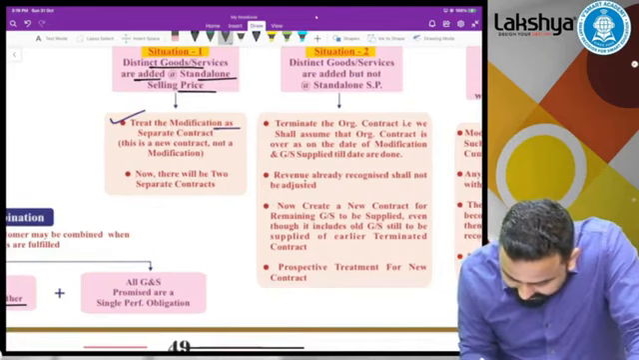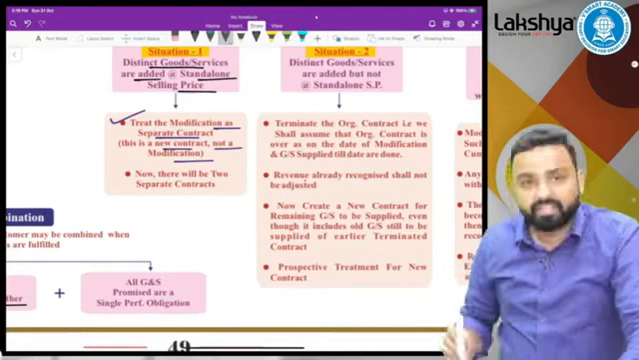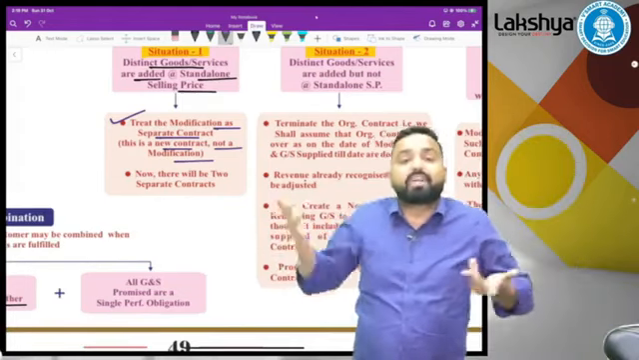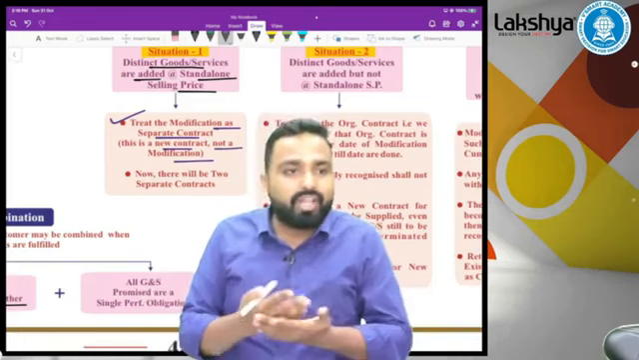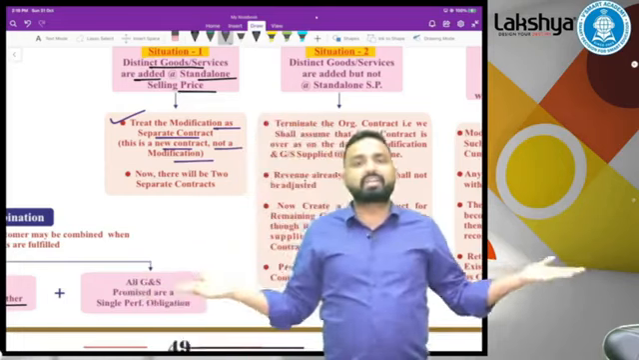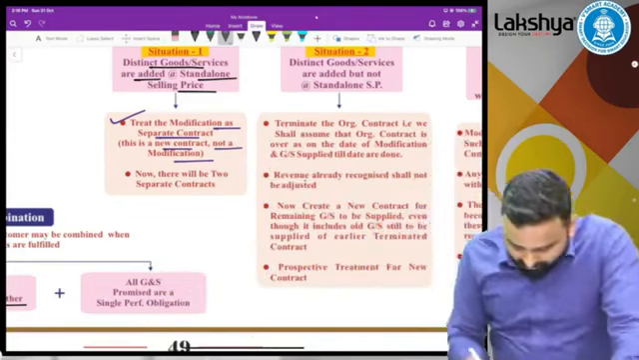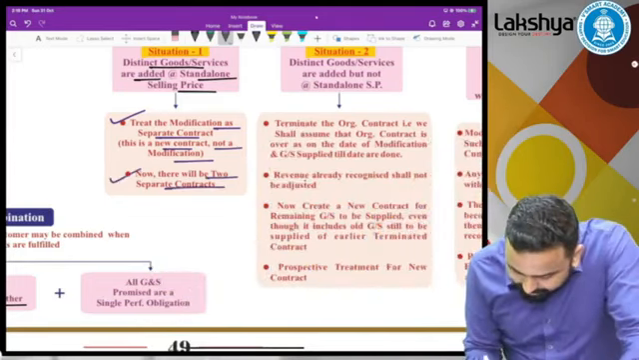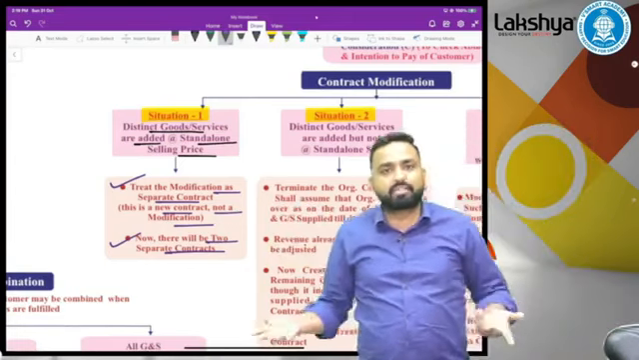Treat the modification as a separate contract. This is a new contract, not a modification. Technically, it is a new contract. There is only one thing in common, the customer. All other things are different. The goods and services are different, and the prices are standalone prices. Now, there will be two separate contracts. Very simple situation, I think.